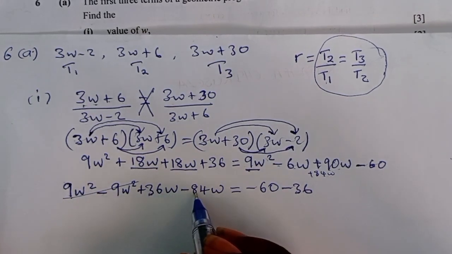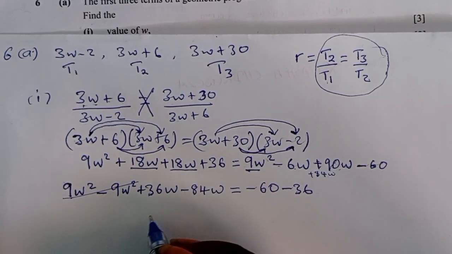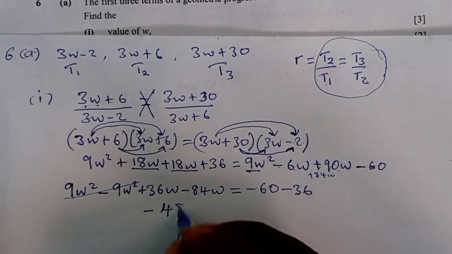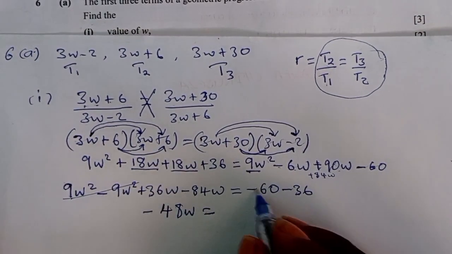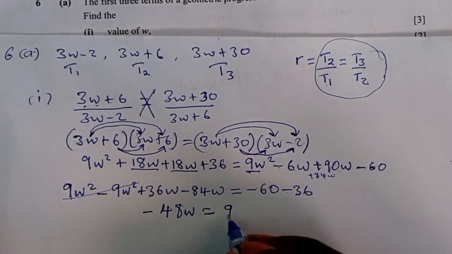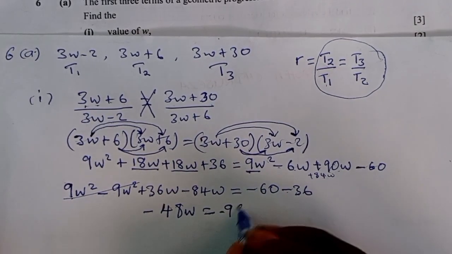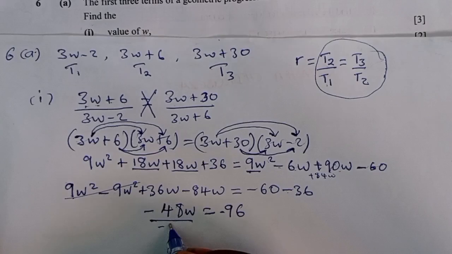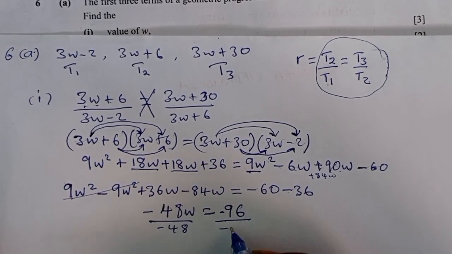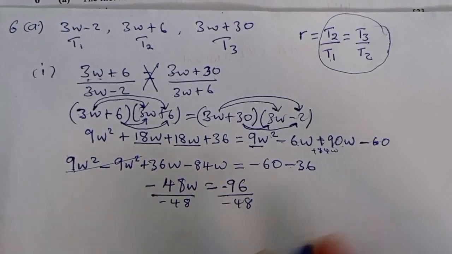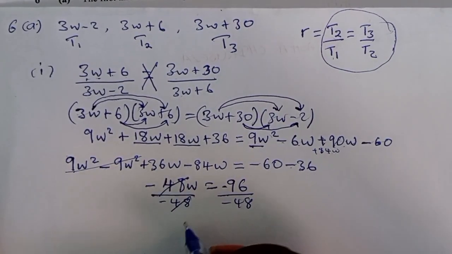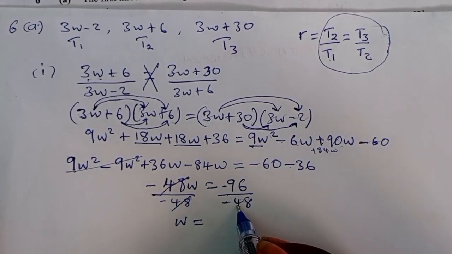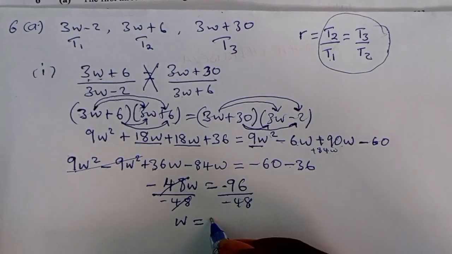36w minus 84w, we're going to have negative 48w equals negative, negative you add, we're going to have negative 96. So from there, you divide throughout by negative 48 over negative 48. So this one and this one goes. So we have w is equal to negative negative, it is positive, 48 into 96, it is 2.